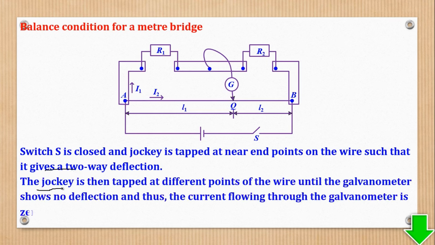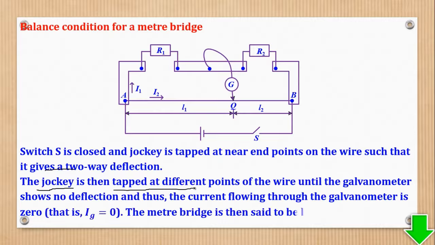The jockey is tapped at different points of the wire. Notice what we are saying, tapped, until the galvanometer shows no deflection, and thus the current flowing through the galvanometer is 0. So the balance point is got when the current through the galvanometer is 0, and in this case the meter bridge is said to be balanced. Here the balance point was at point 2. After getting that point, what next?